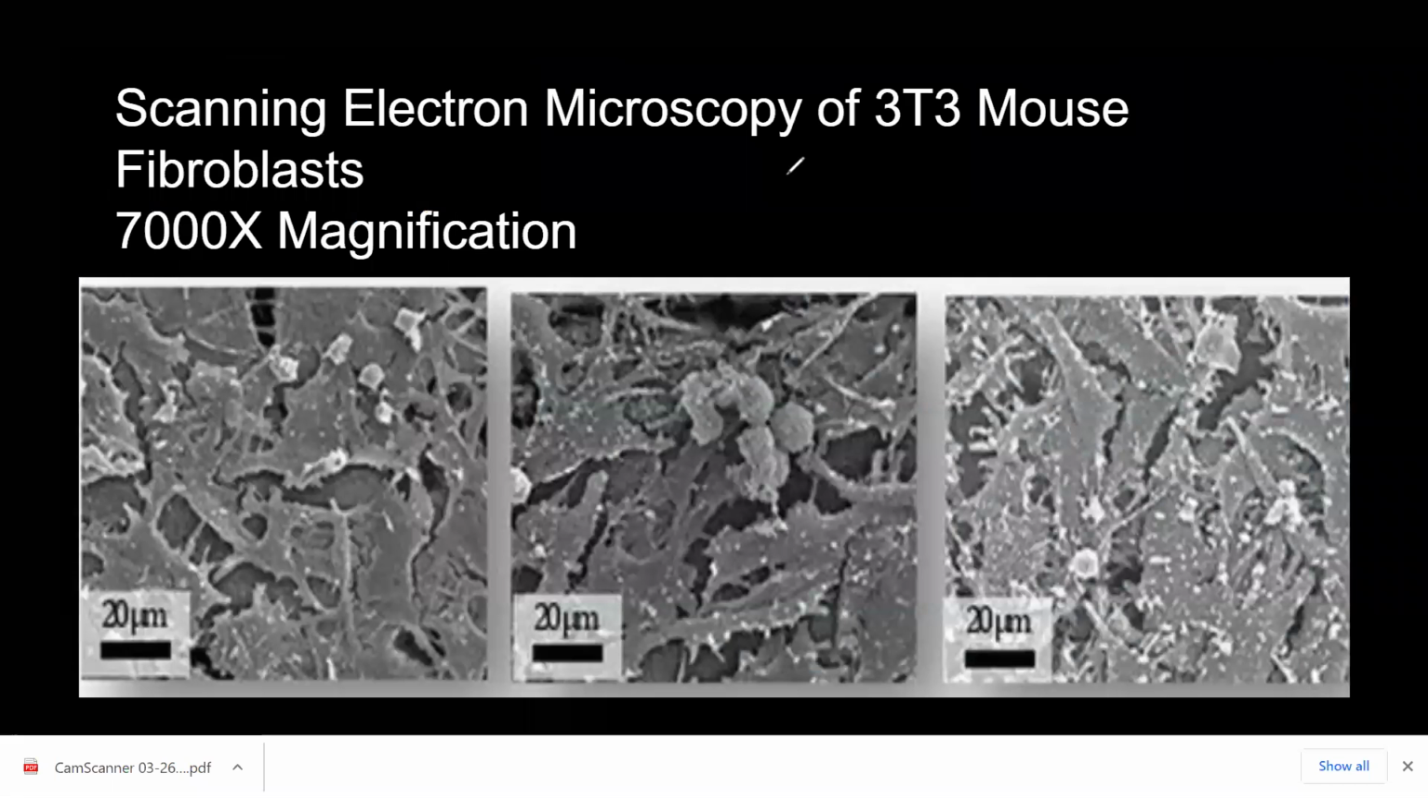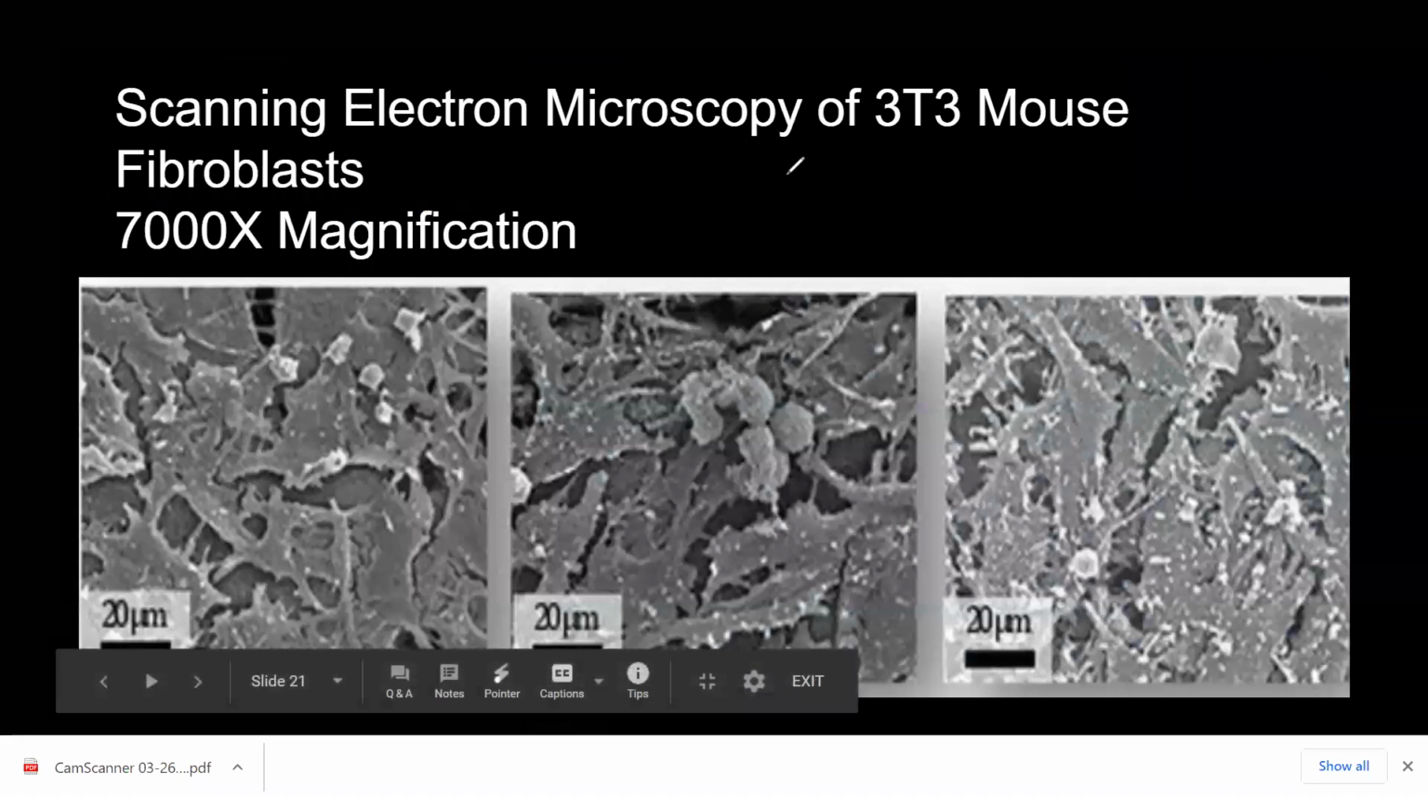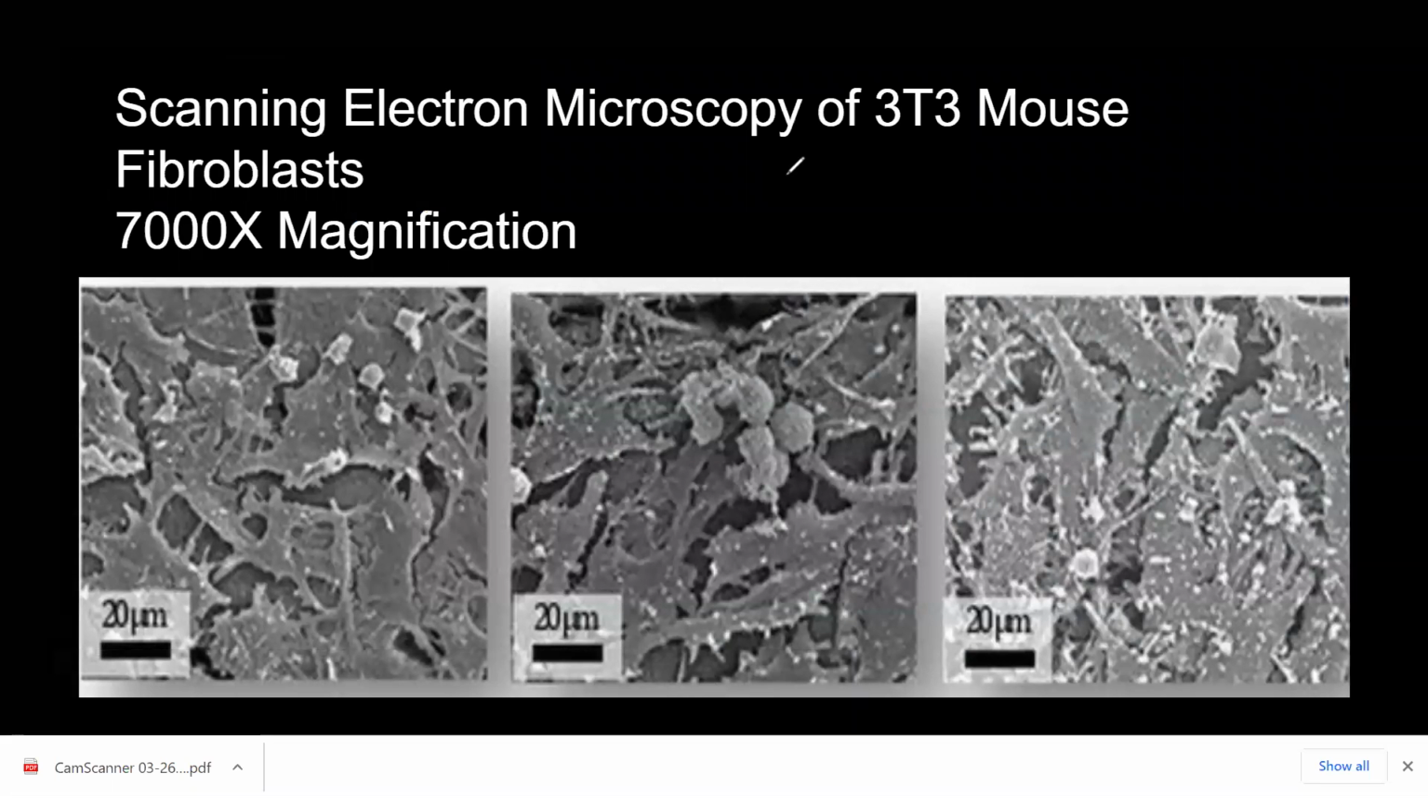Here is a scanning electron microscopy image of a mouse fibroblast. So what you're looking at here is actually pieces of the cytoskeleton and the membrane of those mouse fibroblasts. So it looks very, very rough, because a cell membrane, while it seems like it should be smooth, it's not. A lot of times it's very, very rough looking.